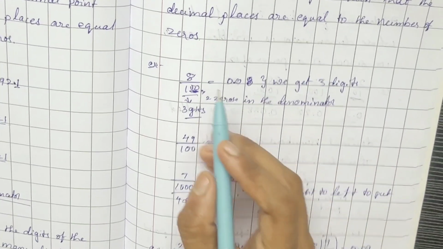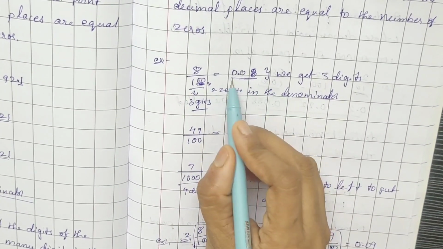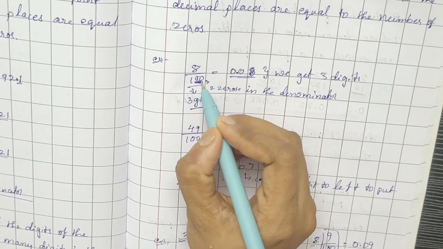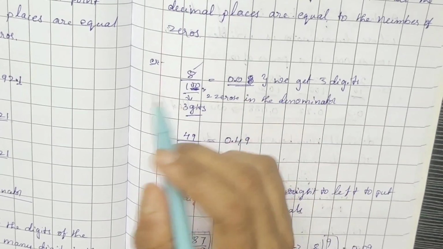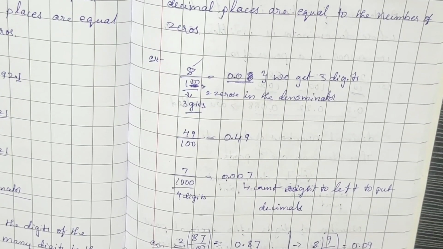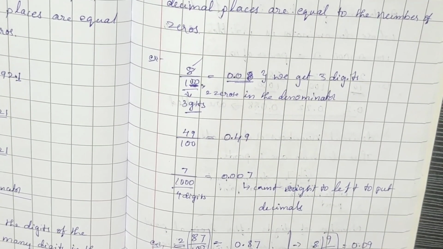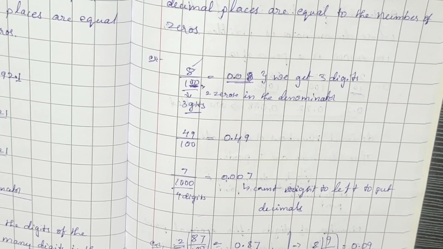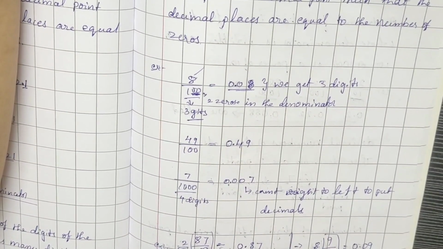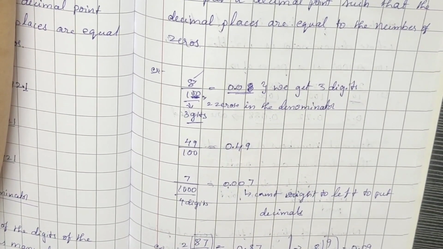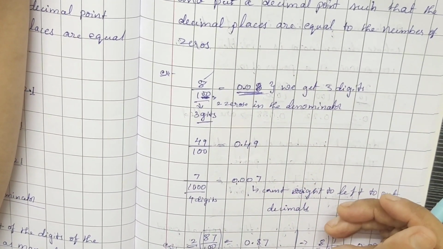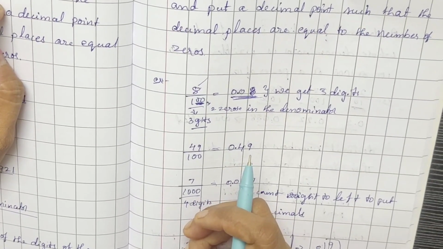So we get a 3 digit number, right? 0.008. Here also 2 zeros plus the numerator, totally 3 digits, right? So the first point is the same: put the zeros in front of the digits of the numerator to get as many digits in the numerator as in the denominator. Denominator plus numerator, how many digits are there? That digits is equal to this.